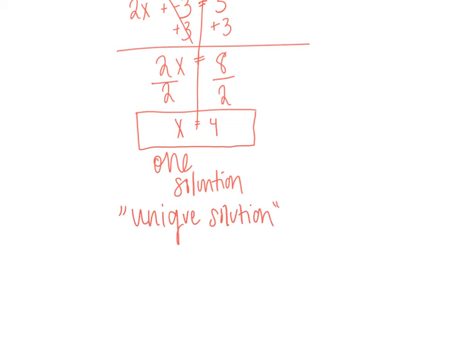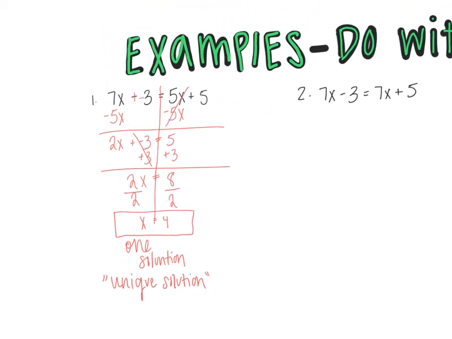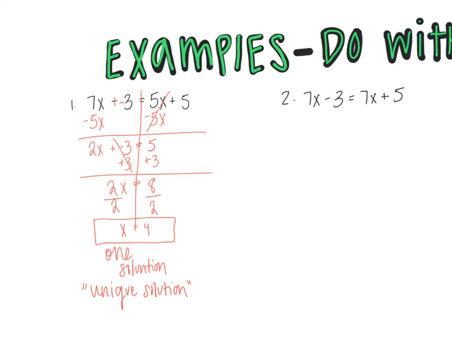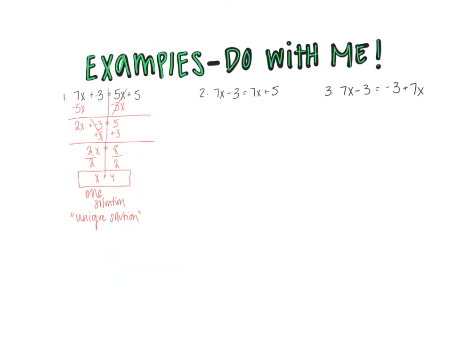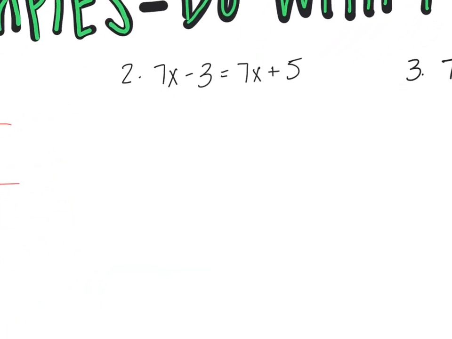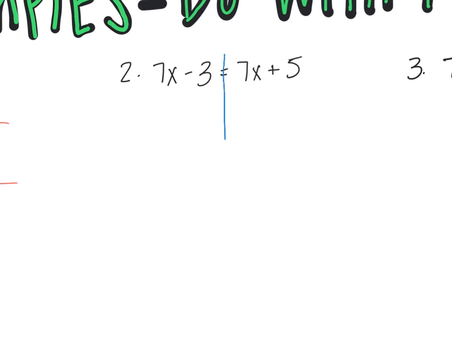Because nothing else is going to work unless x equals 4, okay? All right, we're now going to do number 2. You'll notice that the numbers are pretty similar. I start by drawing a line through my sign.